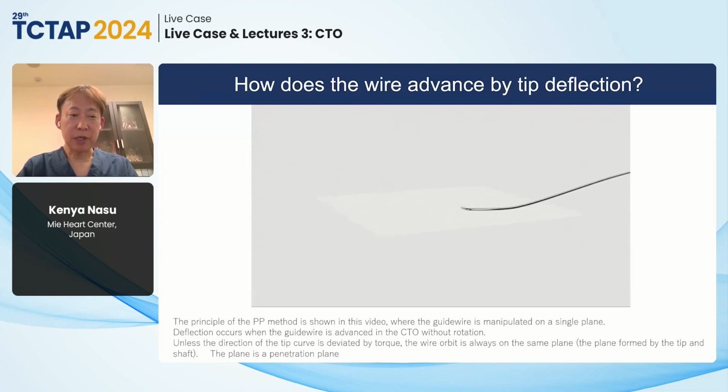The principle of the penetration plane method is shown in this video, where the guide wire is manipulated on a single plane. Deflection occurs when the guide wire is advanced in the CTO without rotation. Unless the direction of the tip curve is deviated by torque, the wire orbit is always on the same plane, the plane formed by the tip and the shaft. The plane is a penetration plane.